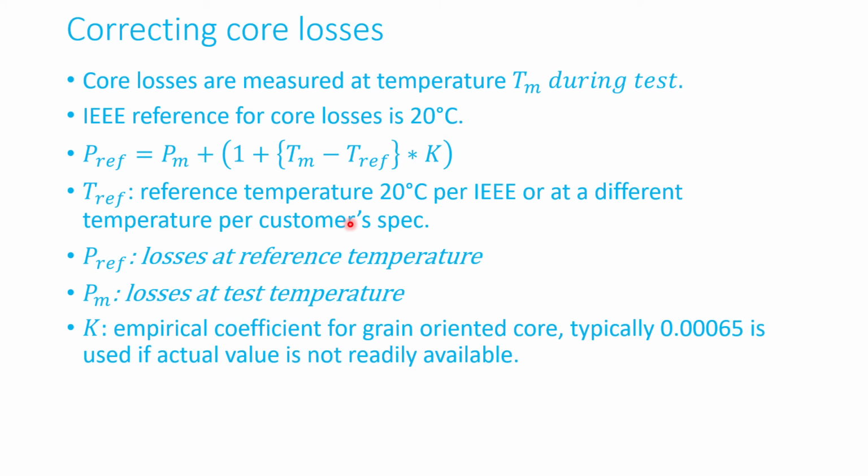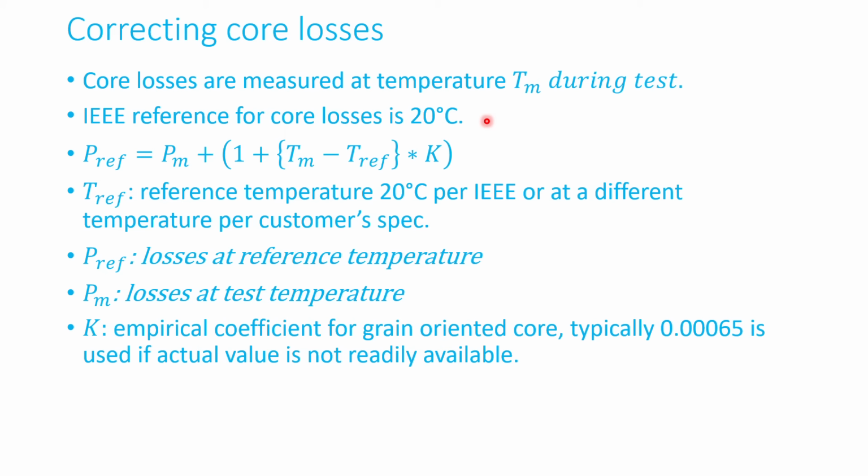So once the core losses are measured, they need to be corrected. Core losses are measured at temperature, Tm, during test, so whatever the temperature happens to be. The IEEE reference for core losses is 20 degrees Celsius. Basically, you measure the core losses, then you correct them to 20 degrees Celsius.